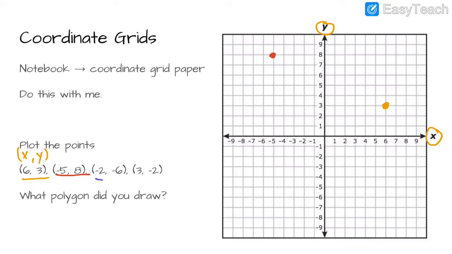All right, next we've got negative 2, negative 6. So we're going to go left 2, negative 1, negative 2, and negative 6, so down 6. Negative 1, negative 2, negative 3, negative 4, negative 5, negative 6.